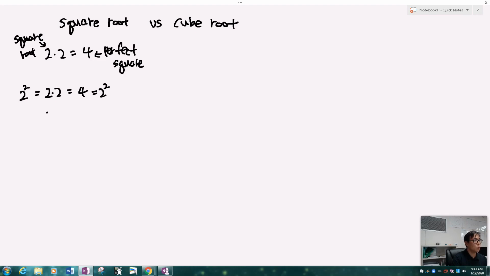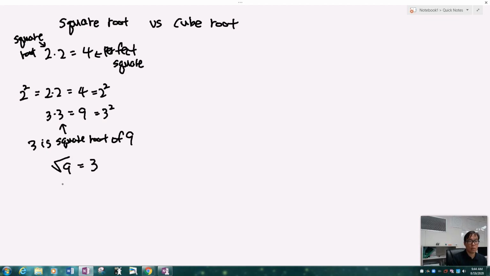So if we have 3 times 3 is 9, and 9 is a perfect square because we are able to write 3 squared. And this 3 is said to be the square root of 9. Instead of writing in English that 3 is the square root of 9, we write: square root of 9 is 3. They mean the same thing. Why is that true? Because 9 is 3 squared. Therefore, the square root cancels out, leaving only 3.